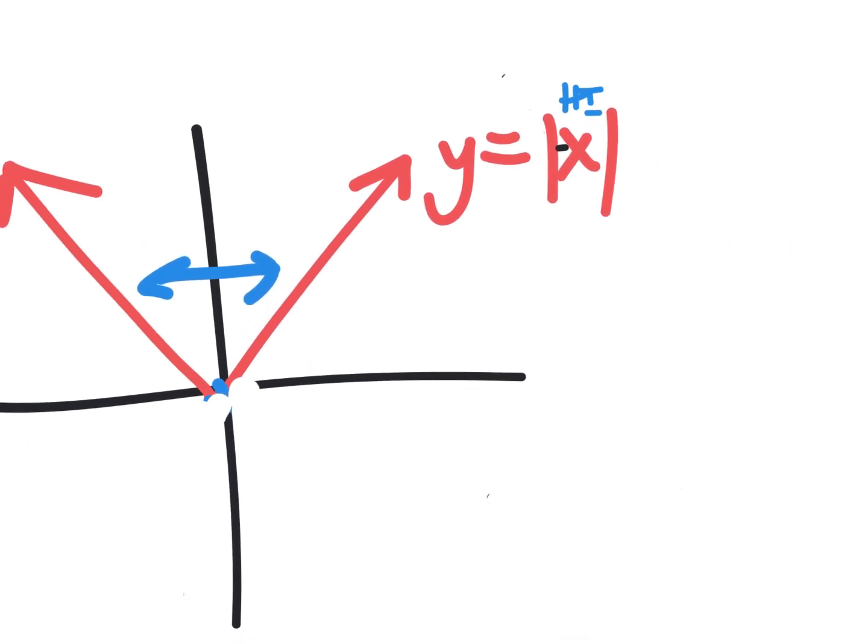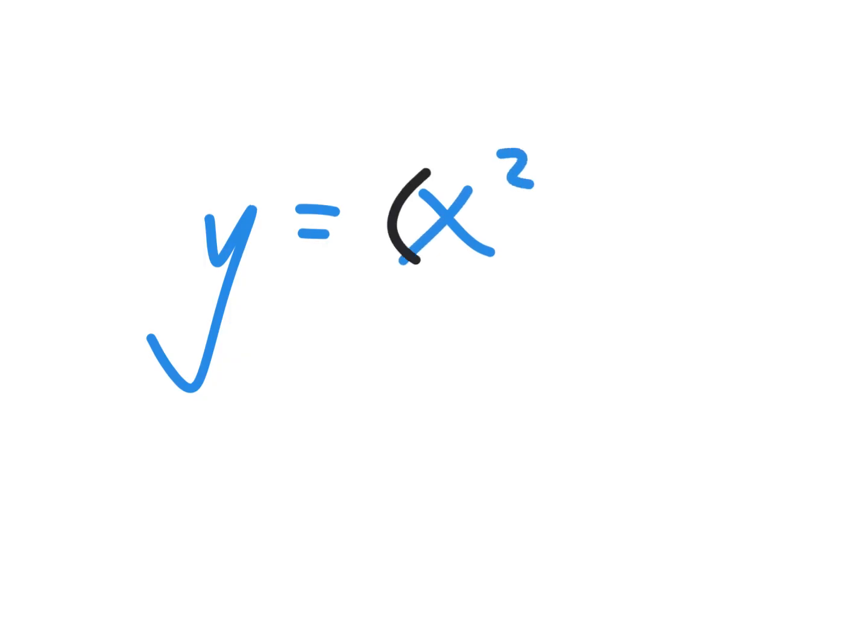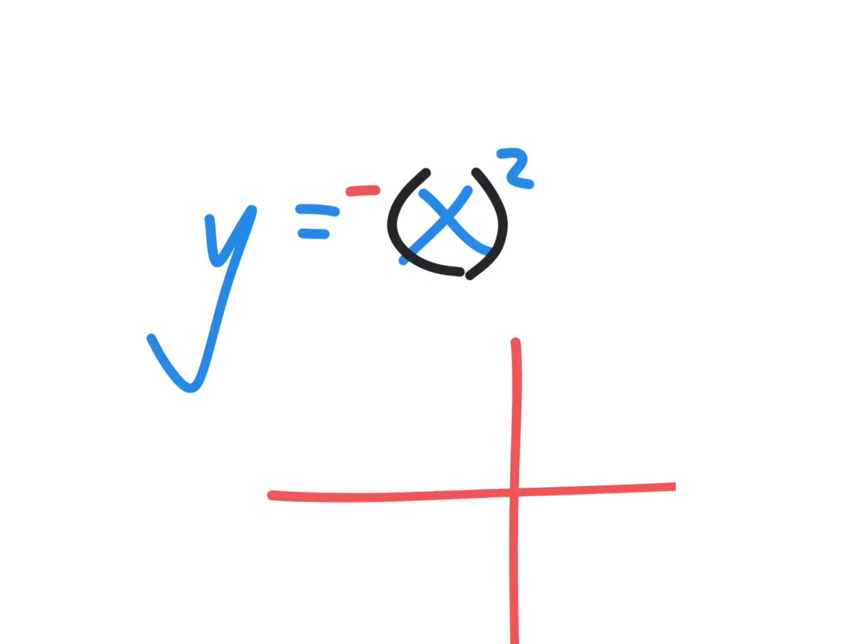Because it would flip right back onto itself. Okay, what about an x squared? Is there an inside and an outside? Yes, there definitely is. If I put a negative on the outside, it takes your U shape and flips it.